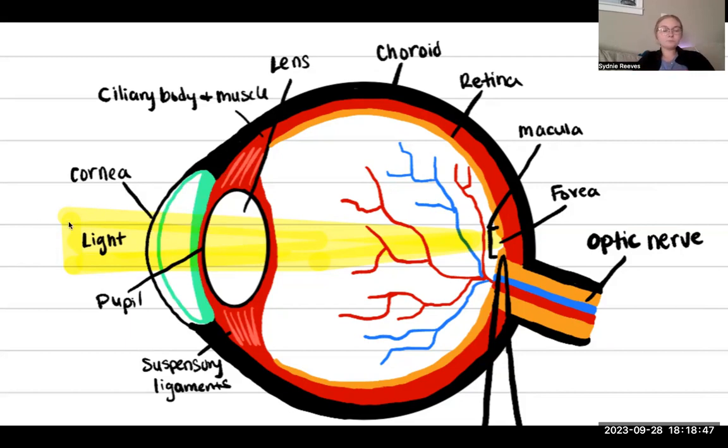And then we have light coming in, hitting the fovea, and then we'll go into depth a little bit further of what that entails and what occurs during that.